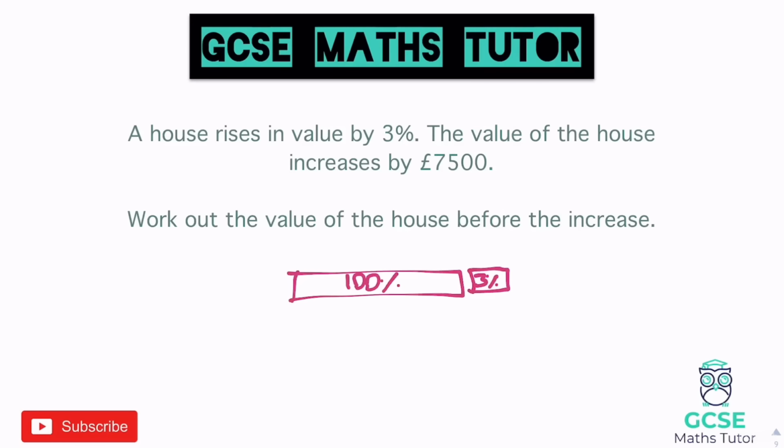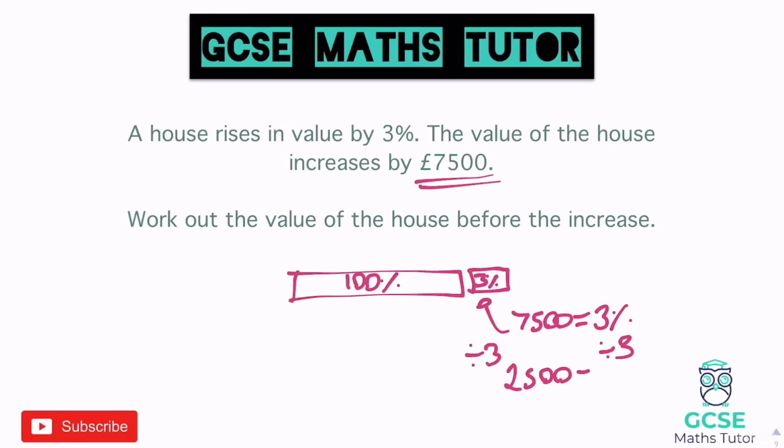So again, identifying what is this 7,500, is it the original 100% or is it the 3%? Now it says it rises, it increases by 7,500. So that 7,500 is my 3%. There you go, and again we want to know 100%. I can't straight away times 3 to get to 100, but I can divide both of these by 3 to find out what 1% is. And again, we can do that on a calculator or using a bus stop, but 7,500 divided by 3 is 2,500.